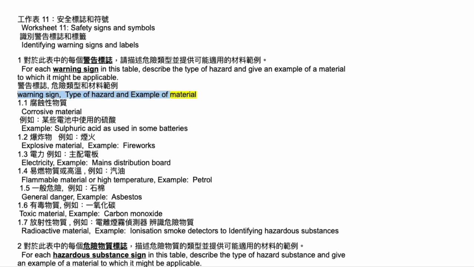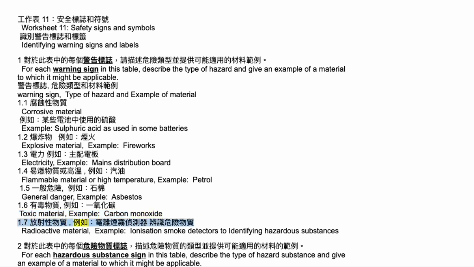Corrosive material, example, sulfuric acid as used in some batteries. Explosive material, example, fireworks. Electricity, example, mains distribution board. Flammable material or high temperature, example, petrol. General danger, example, asbestos. Toxic material, example, carbon monoxide.